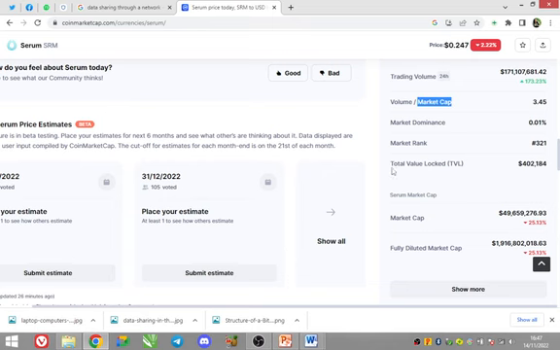So now this is the total value locked. What this simply means is the number of people that have locked their tokens, that they don't want to transfer until some specific time.